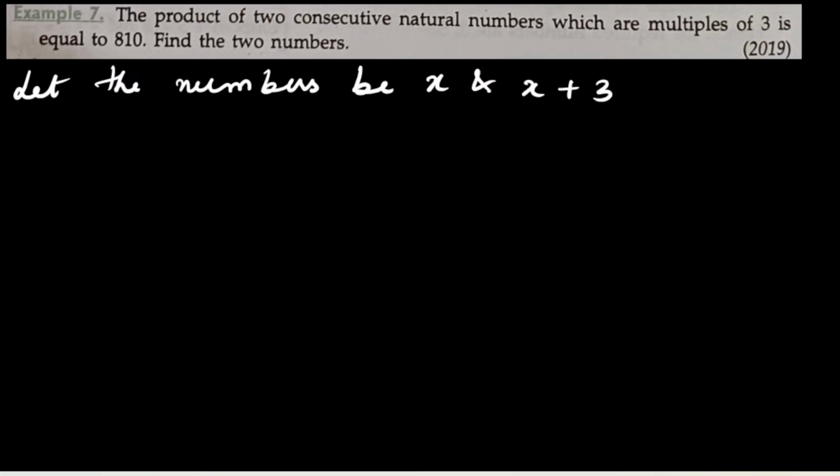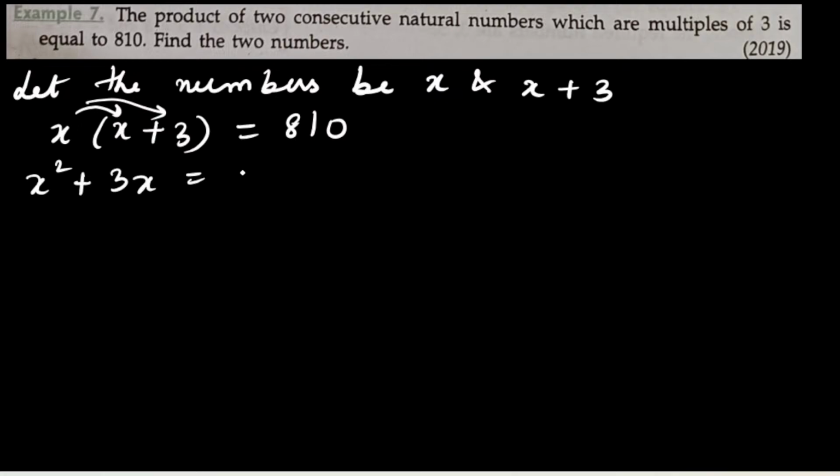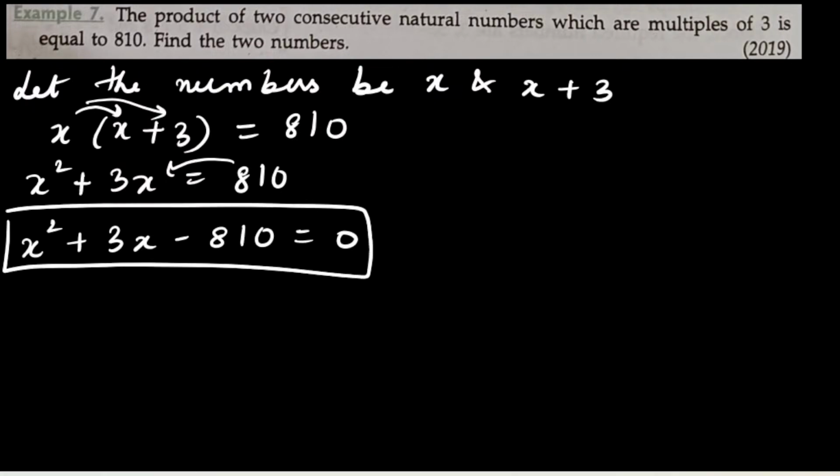Their product is given to us. Product means multiplication, so multiplication of x and x plus 3 is equal to 810. We multiply: x into x is x square, 3 into x is 3x, which equals 810. This will shift to this side because we have to convert our equation into standard form. So x square plus 3x minus 810 equals 0, which is the required quadratic equation.